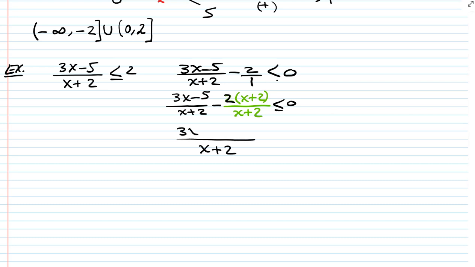The first fraction was 3x minus 5. The second fraction, here's a minus in front of that fraction line, which will distribute to both terms in the numerator.